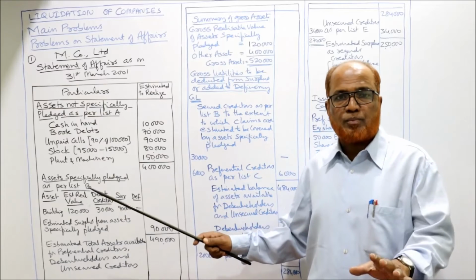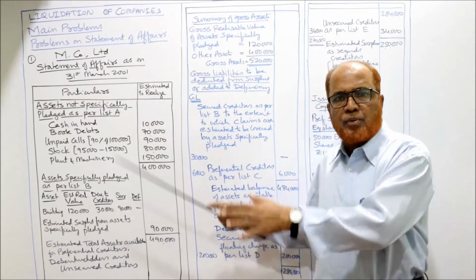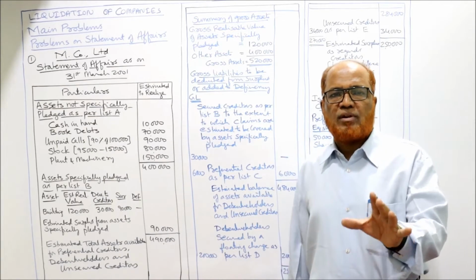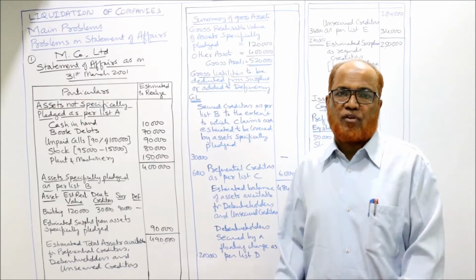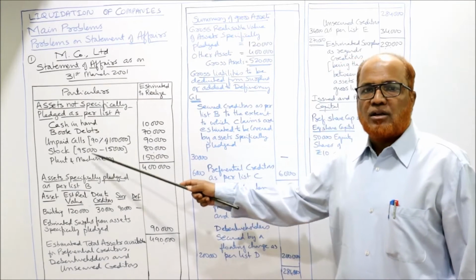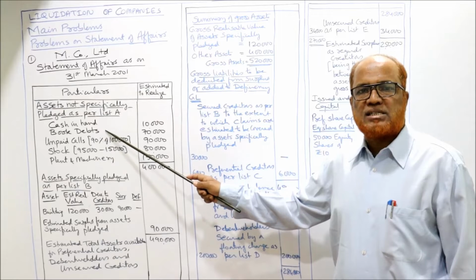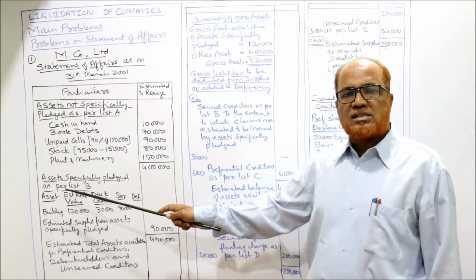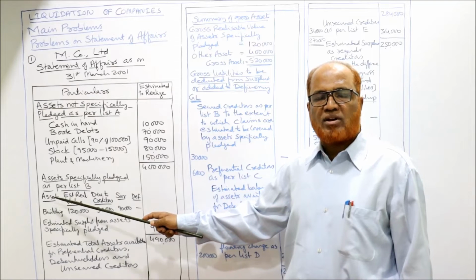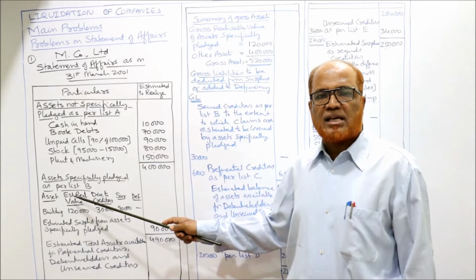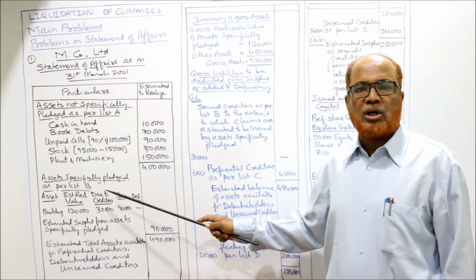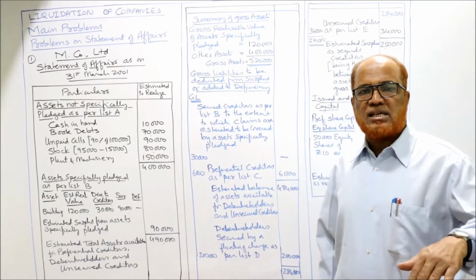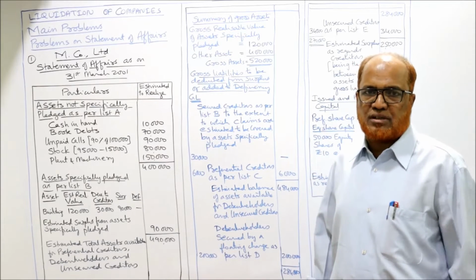Again I repeat, this is the first problem. In the coming problems, the same procedure we have to follow. This is the procedure given by the Companies Act. We cannot change the format. So assets not specifically pledged, list A. Then assets specifically pledged, list B. In this list B, we have to specify which asset was given, how much is the estimated realizable value, how much is the amount due to creditors, and whether there is surplus arising or deficiency.